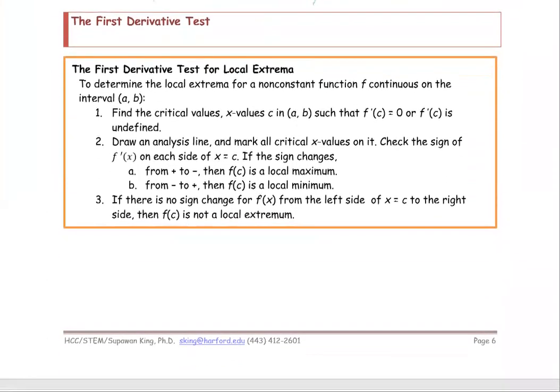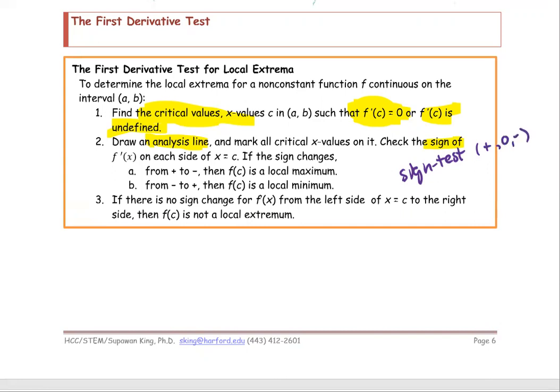The first derivative test is a test to find the local max and local min. So how do we find that? First of all, we're going to find the critical values. We find the derivative and solve for c when f prime is 0 or f prime is undefined. And then we draw an analysis line, or a real number line, to verify the plus or minus sign of f prime. In this step, many textbooks use the term sign test: checking the plus, minus, and 0 signs of the derivative.